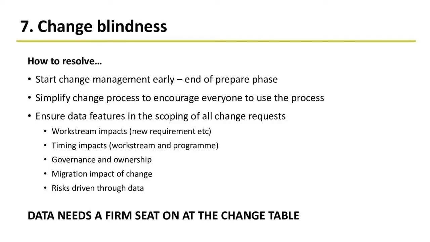The second point on this slide is a key point for anybody involved in change management or scope change in any program. The simpler your process is around change, the more engaged your business and your program team will be in using that process. The more you can put into that change pot, the more noise, if you like, you have to filter through to find the golden threads and the right answers. So simplifying the change process is another key thing, and making sure data features in the scoping of change requests is pretty much a no-brainer. It needs a work stream impact, a timing impact, governance and ownership, data migration, and risks and issues come into this as well.